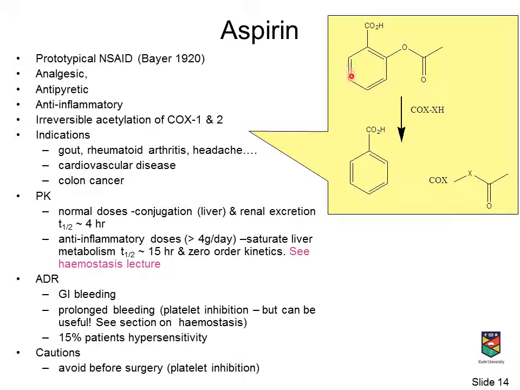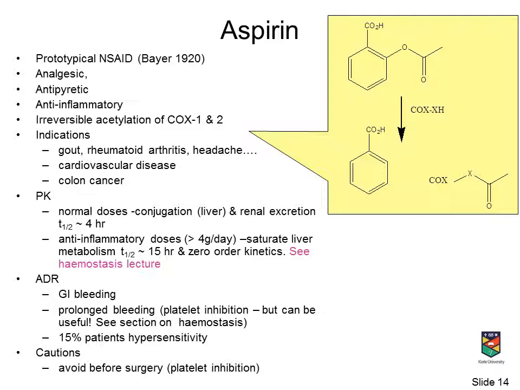So here's aspirin, and what it does is it acetylates cyclooxygenase. It transfers the acetyl group to a serine residue in cyclooxygenase, so that X is actually an OH, and that then blocks the active site. And so the active site is blocked, arachidonic acid can't get in there, and as a consequence, COX can't make prostaglandins.